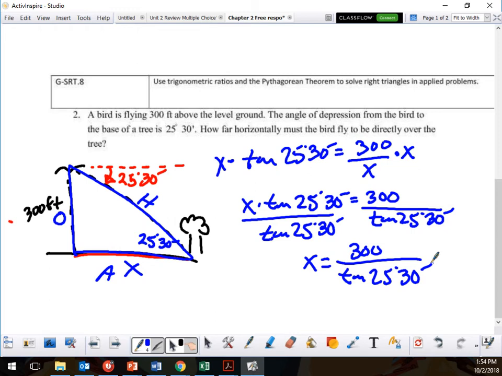So, x is going to be about 628.9. Do we round it? It doesn't say where to round, so 628.9 is fine. And make sure you label your units. My units here are feet.